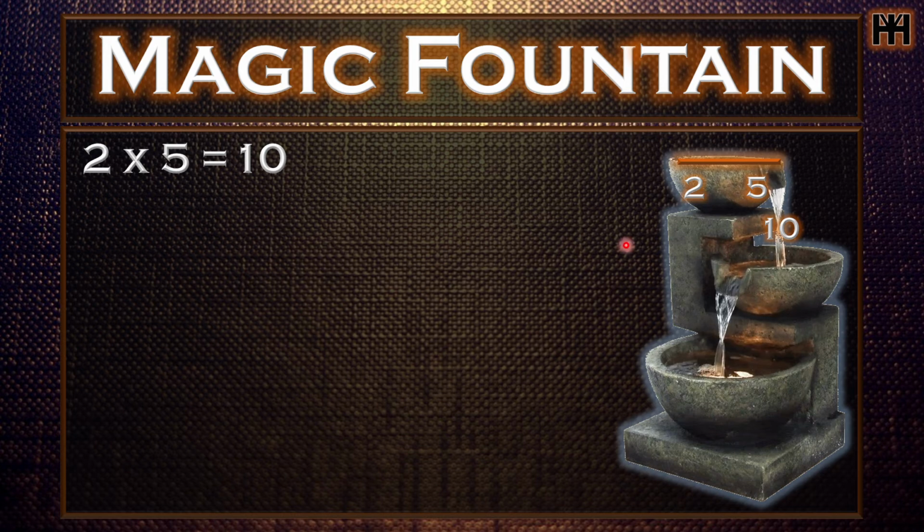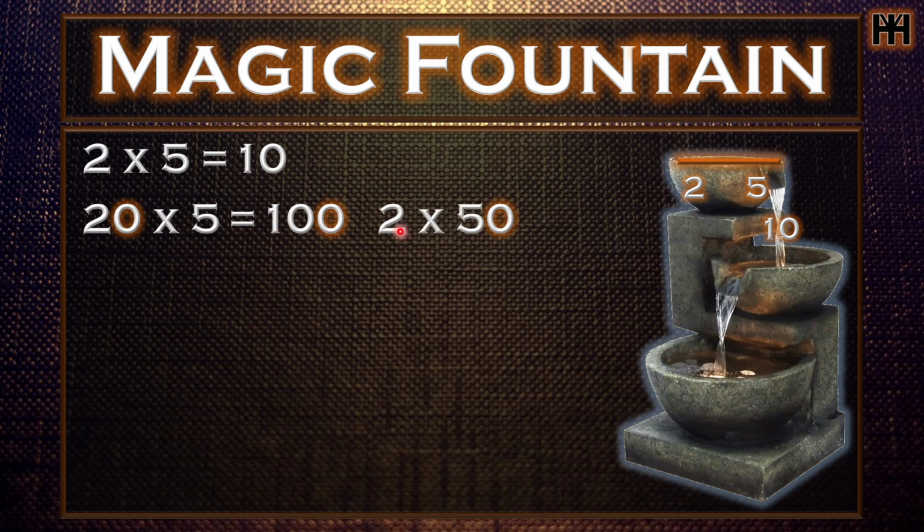Okay, the next two, or if you have also 20, you multiply it by 5, it will be 100. The extra 0 is added here. If you have 2 times 50, it will be also 100. You see, 2 times 500 will be 1000. This mixture of two numbers will always give you 10.